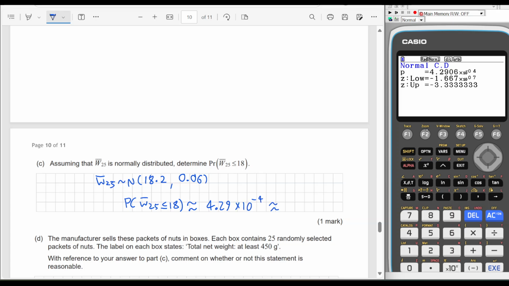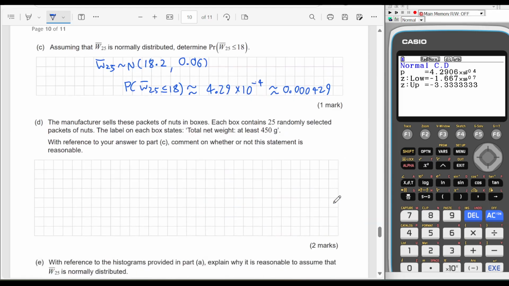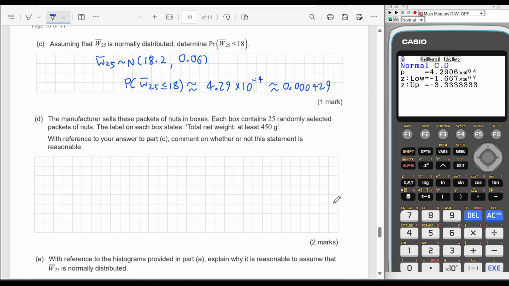This roughly equals 0.000429. You don't necessarily need to get it in, you could have left it in scientific notation, but I always like writing it in both just so we can interpret it properly.